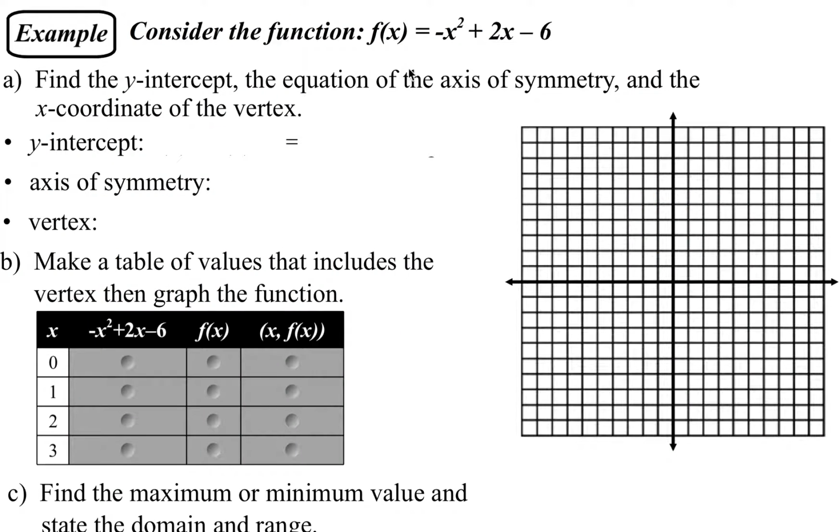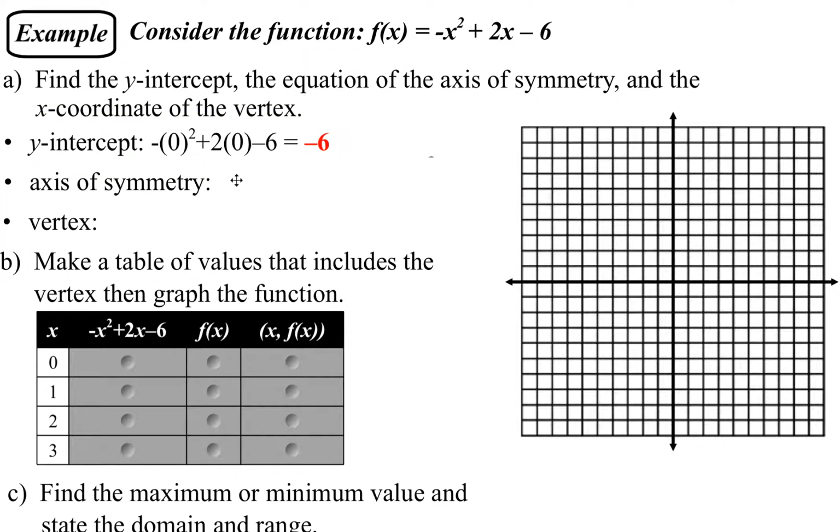So here we have another function. In this case, a is negative 1, b would be 2, and c is negative 6. Find the y-intercept, the equation of the axis of symmetry, and the x-coordinate of the vertex. So first of all, let's talk about the y-intercept. Remember, the y-intercept is where it crosses the y-axis, so we know x is equal to 0. If I let x be 0 in this equation, I should get out negative 6, and I do.